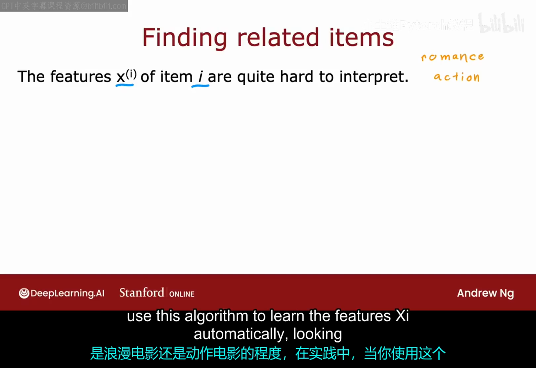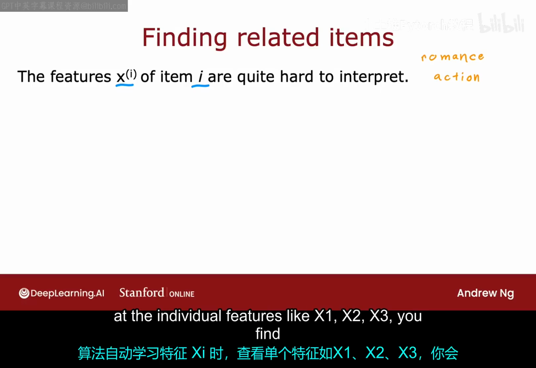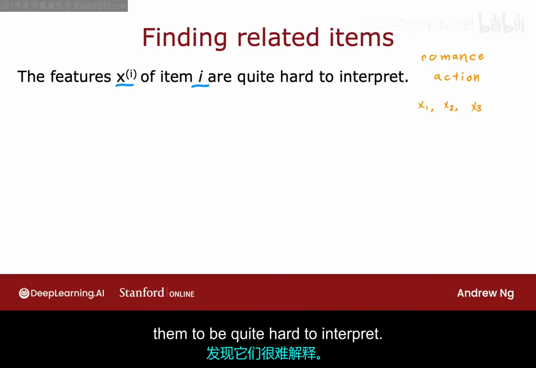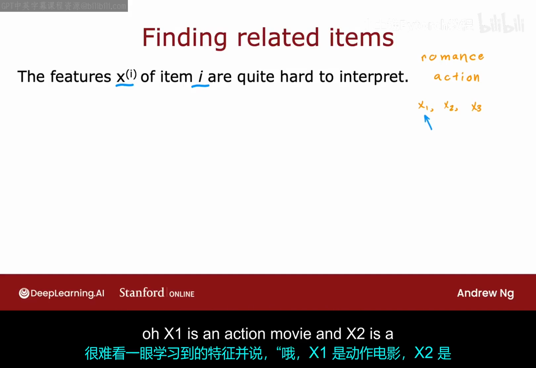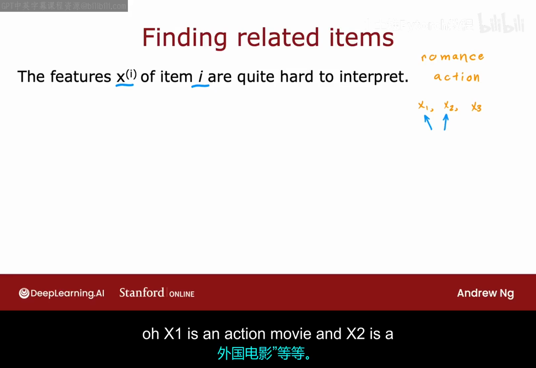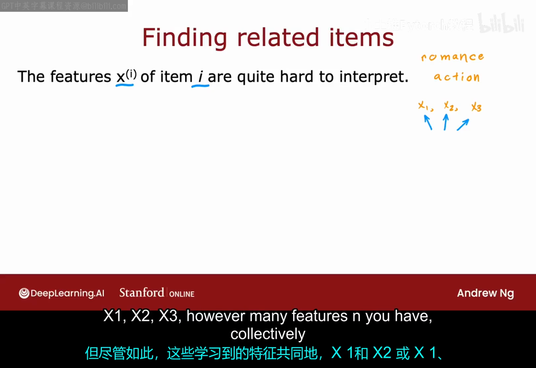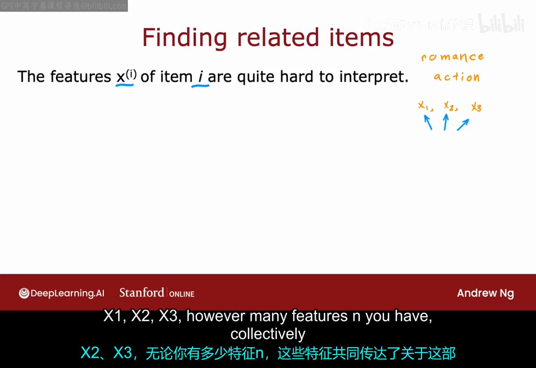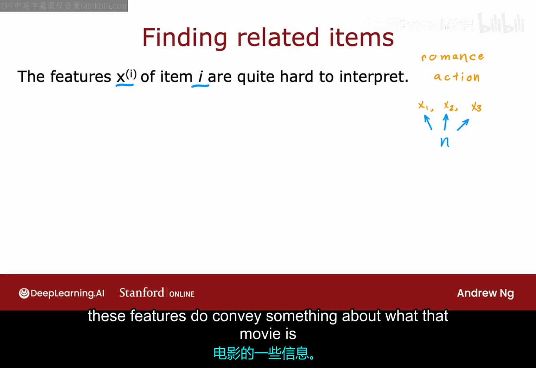In practice, when you use this algorithm to learn the features xi automatically, looking at the individual features like x1, x2, x3, you find them to be quite hard to interpret. It's quite hard to look at learned features and say, oh, x1 is an action movie and x2 is a foreign film and so on. But nonetheless, these learned features collectively, x1, x2, x3, however many features n you have, do convey something about what that movie is like.